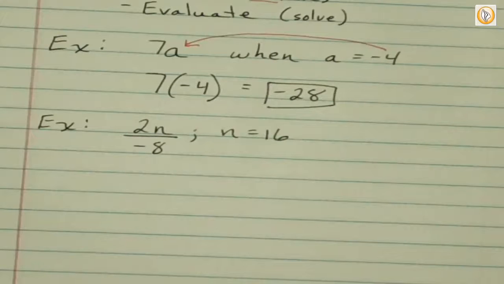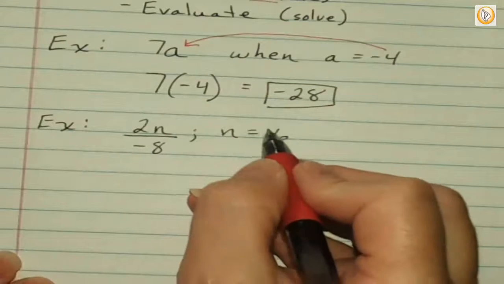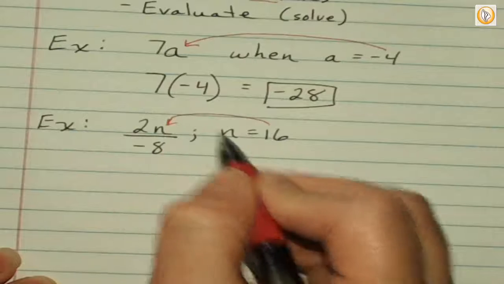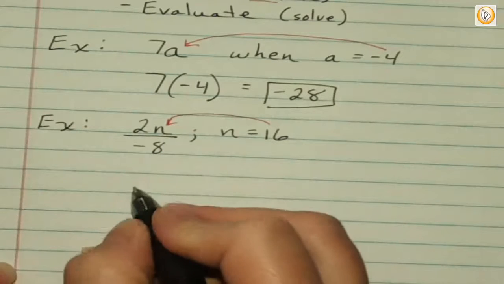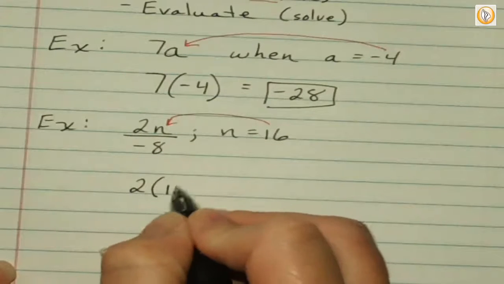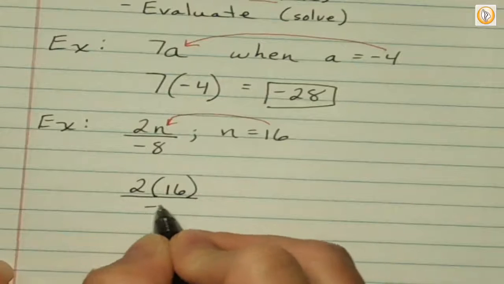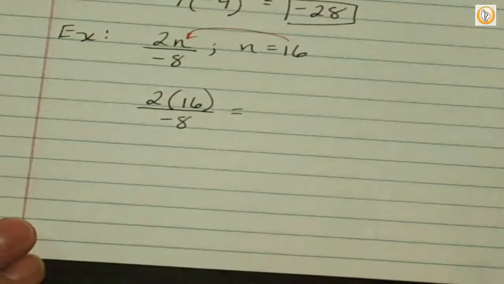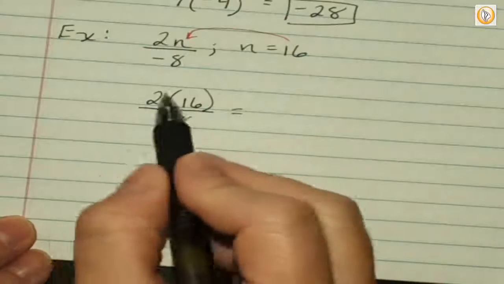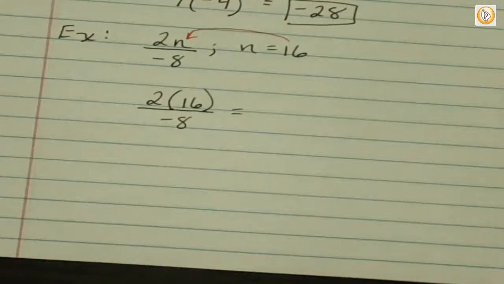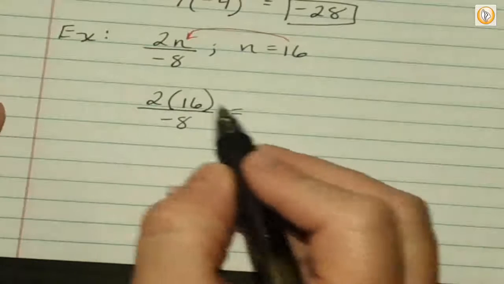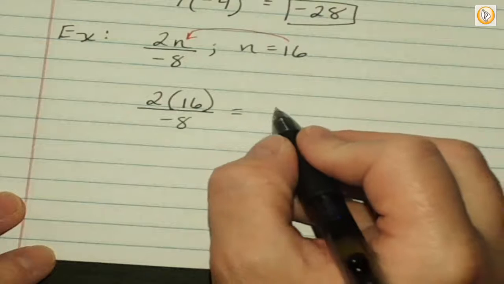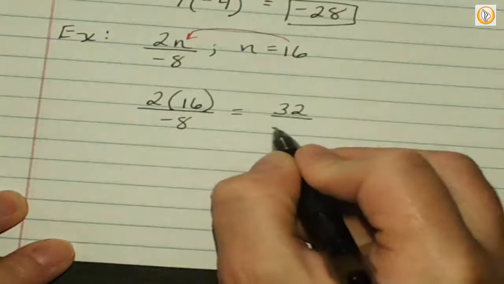So this one is going to be Madeline's. We're going to substitute, it says n is 16, so we're substituting that n with the 16. So I'm rewriting it, and it's 2 times 16 divided by -8. So, Madeline, do I do division first or the multiplication first? The multiplication. Yes, you are correct. So, 2 times 16 is what, Madeline? 32. Yes, ma'am, 32, and I'm rewriting my problem.